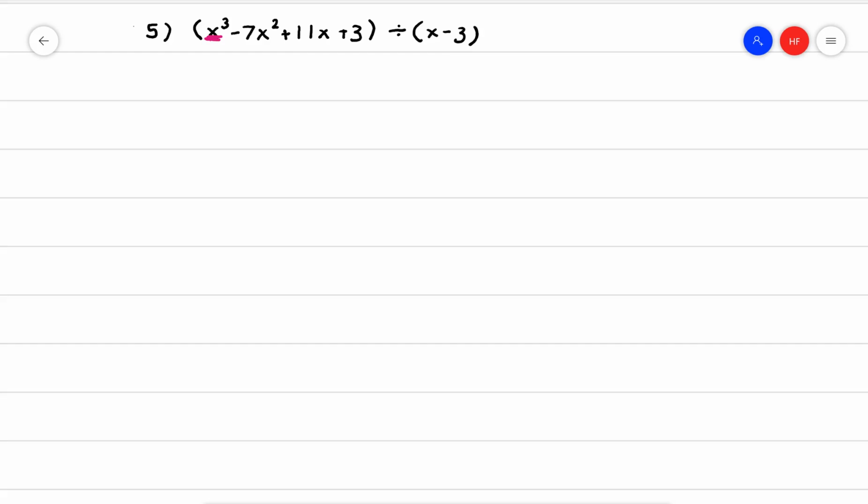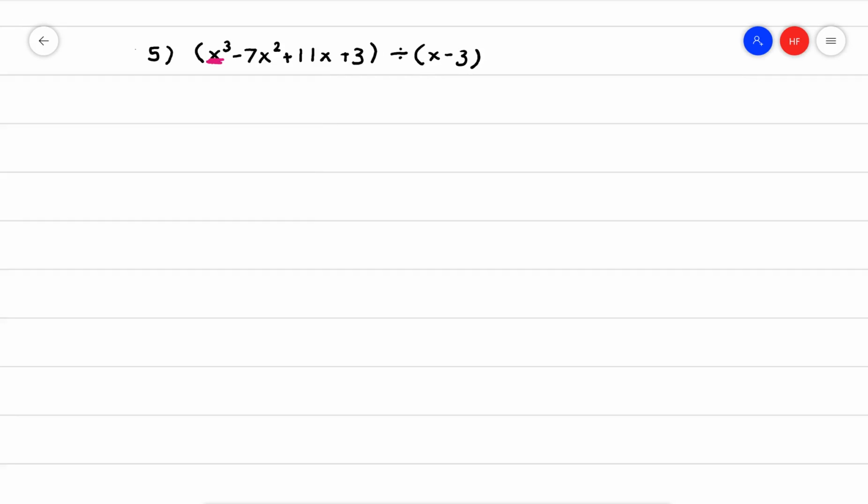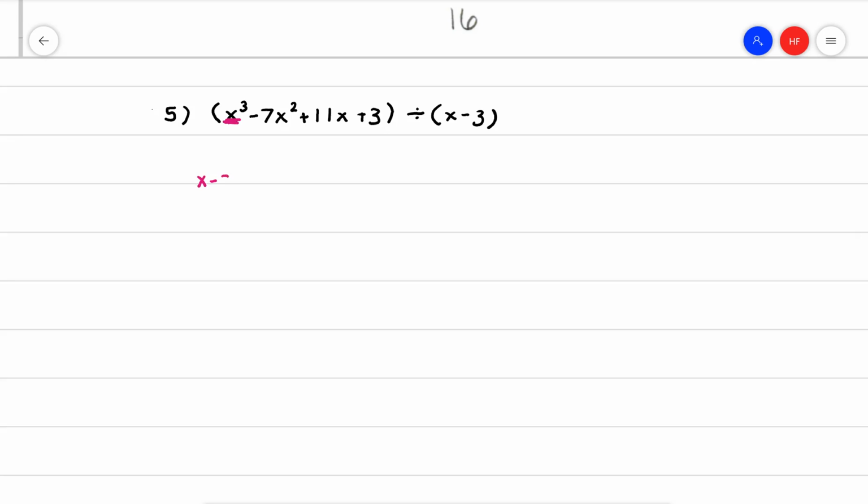And now in number 5, we're starting with an x cubed instead of an x squared. We're going to do the same thing. We're going to write the x minus 3 on the outside, and x cubed minus 7x squared plus 11x plus 3 on the inside. All of my powers of x are there and in order. So then I need x into x cubed, which I know I would need an x squared. So x squared times negative 3 is a negative 3x squared. Subtract that whole thing, so change both signs.